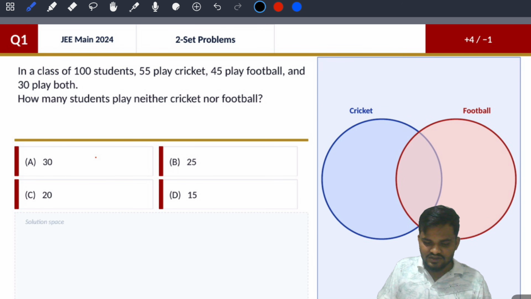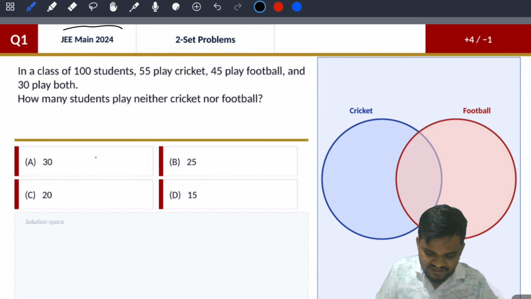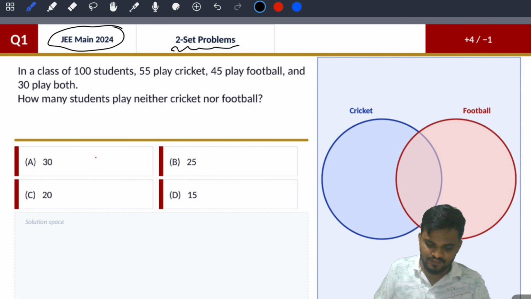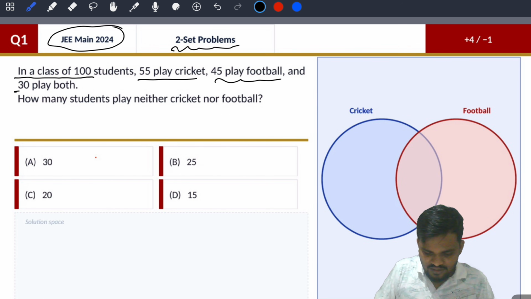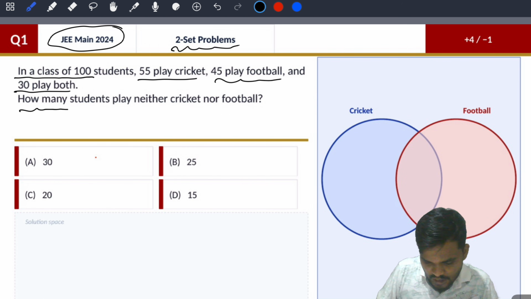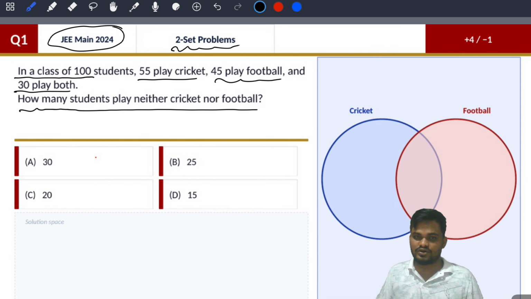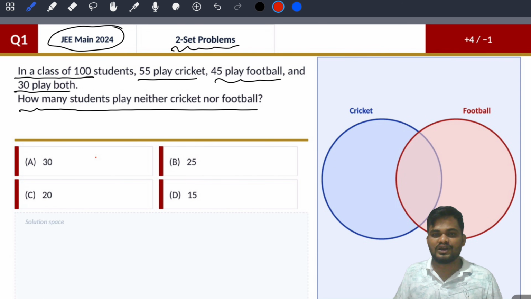So question 1 was asked in JEE Main 2024 and it is a two sets problem. What is the question talking about? In a class of 100 students, 55 play cricket, 45 play football, 30 play both. Then how many students play neither cricket nor football? Understood, right? So let me represent it in the Venn diagram.